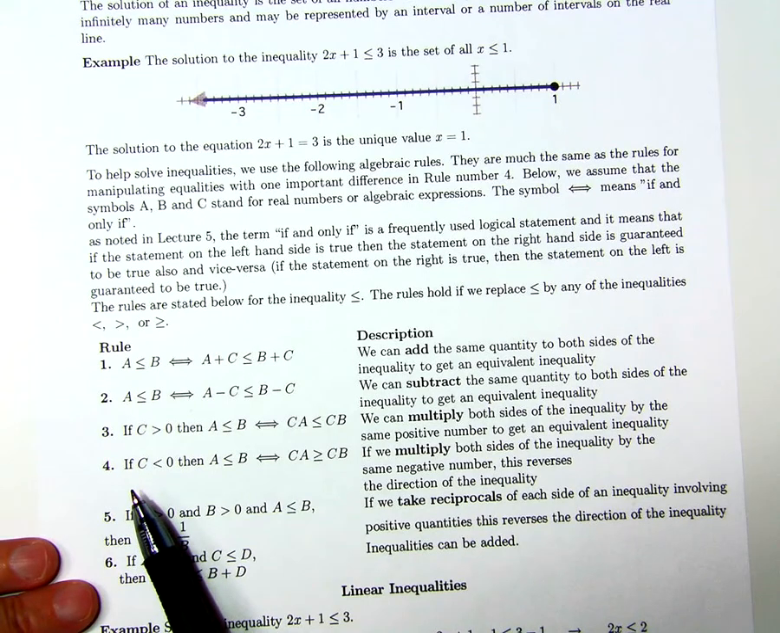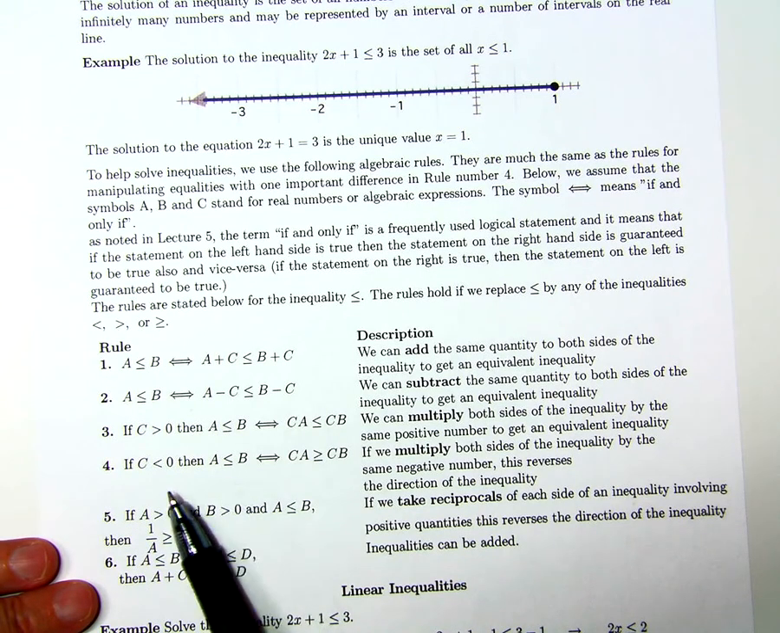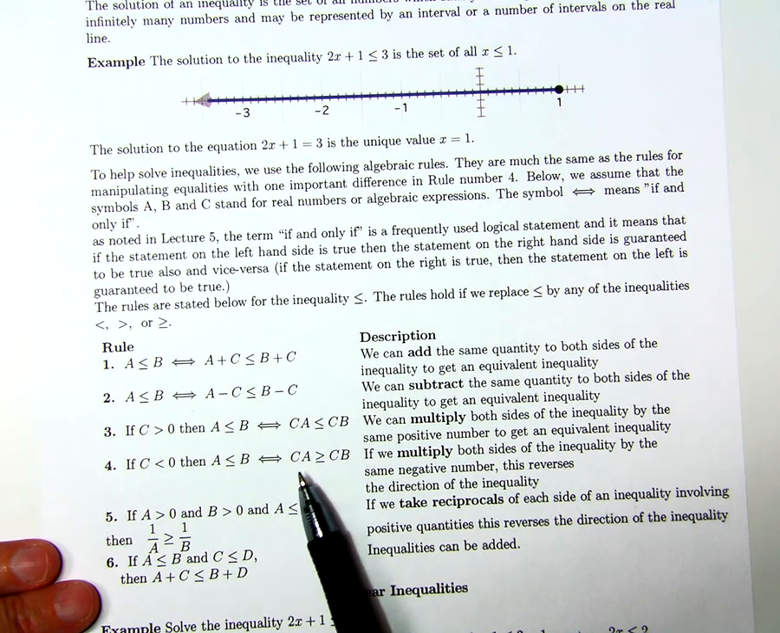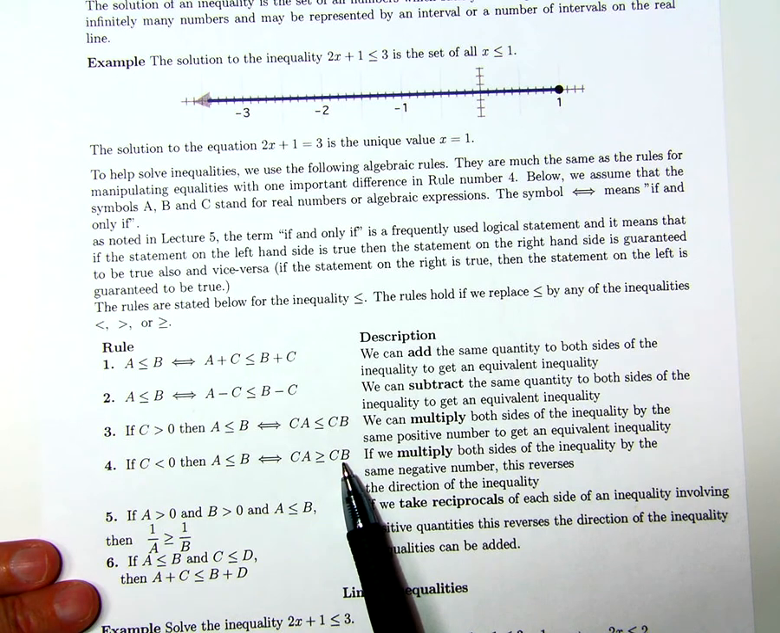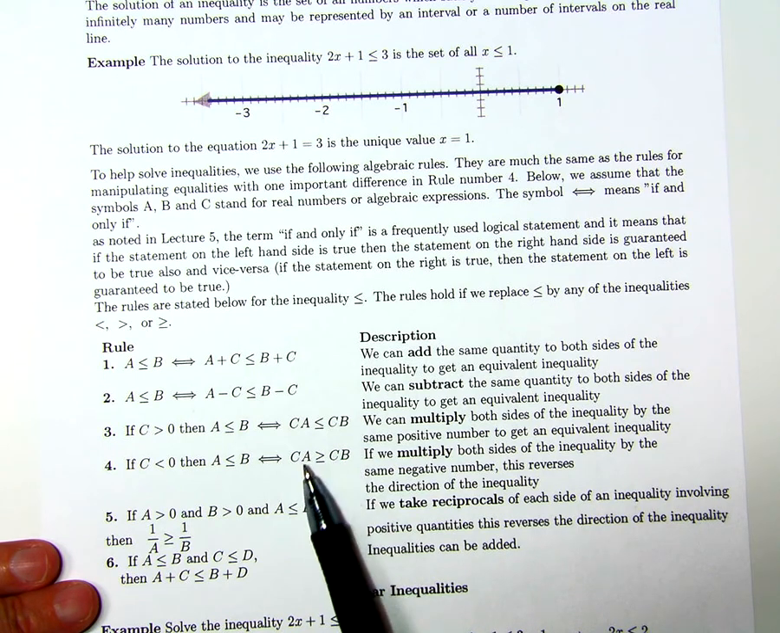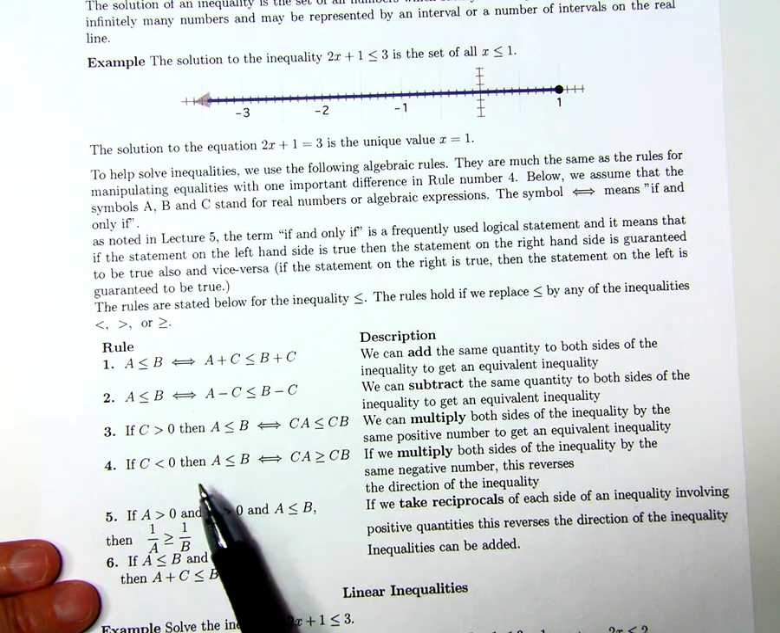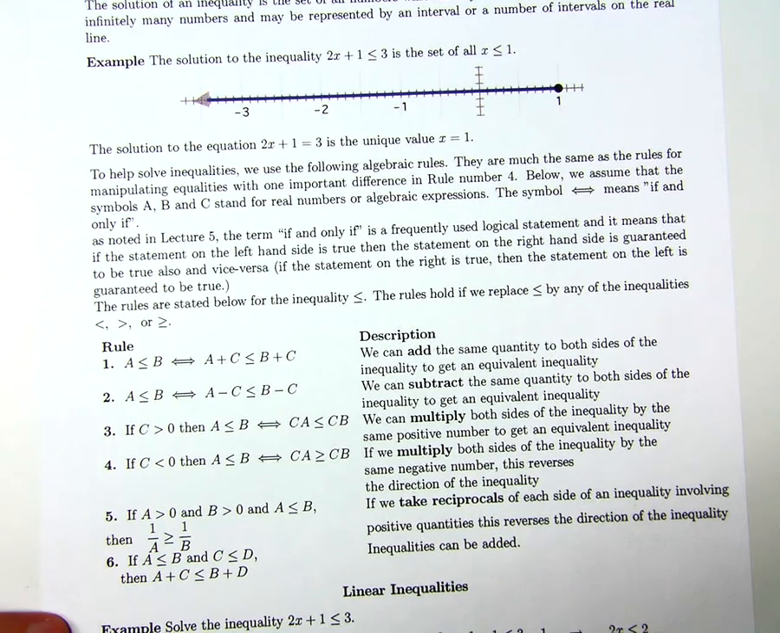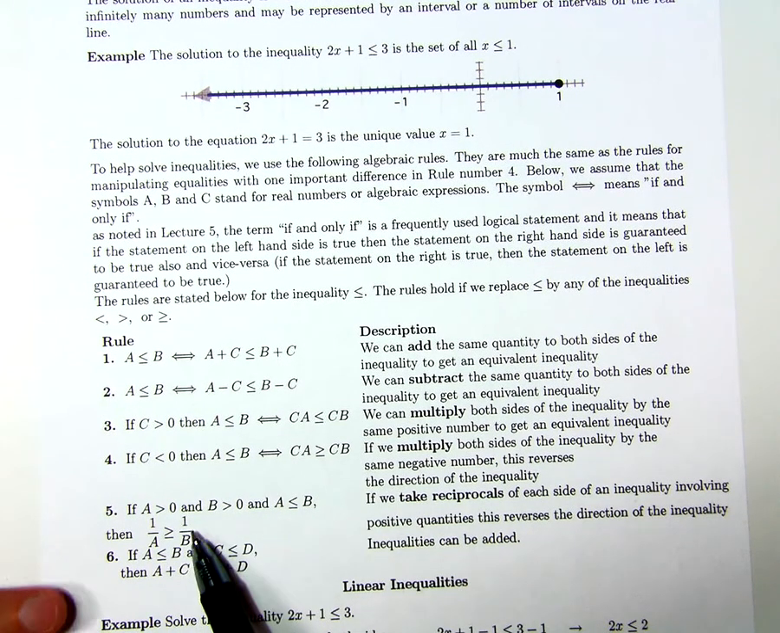If c is a negative number, and this is the rule I warned you about, and I'm dealing with an inequality of the form a less than or equal to b, then when I multiply both sides by c, I get c of a greater than or equal to c of b. So this is an equivalent inequality to the one on the left, and I have to be careful to flip this sign in the middle when I multiply both sides by a negative number.